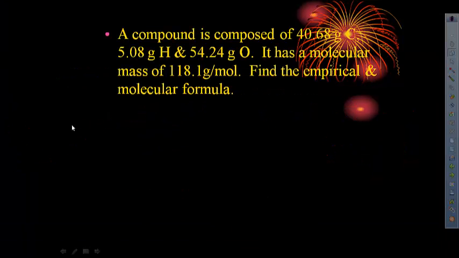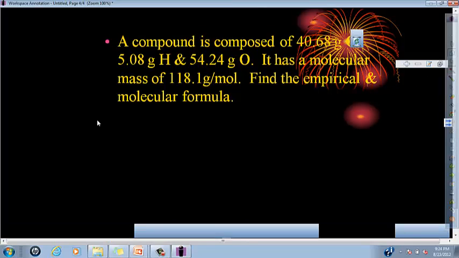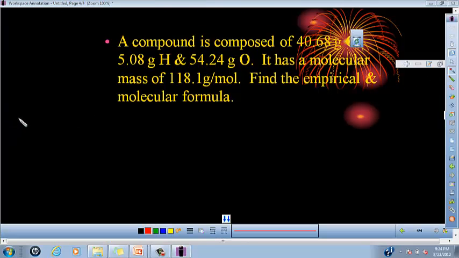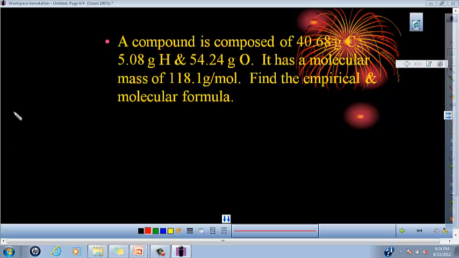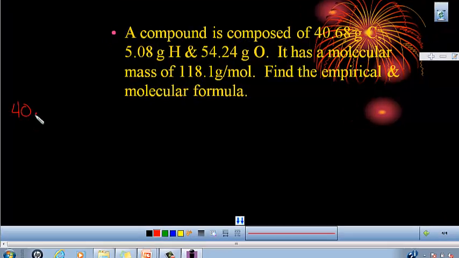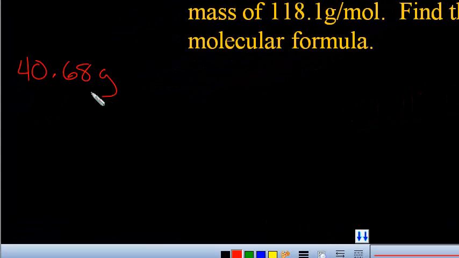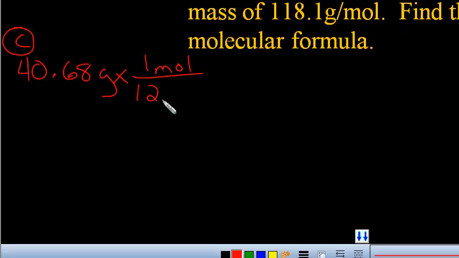All right, let's try one last problem. Now this one wants us to combine molecular and empirical formulas, so it wants us to find both. All right, so we're given 40.68 grams. Okay, this is carbon. So we're going to take it to moles. I'm putting the molar mass of carbon on the bottom, and I get 3.39.